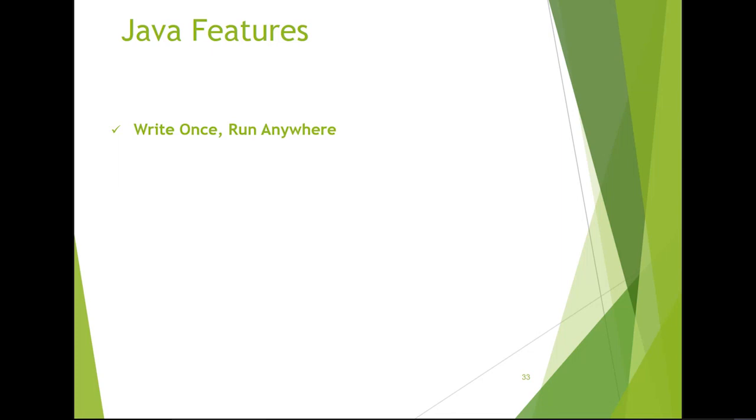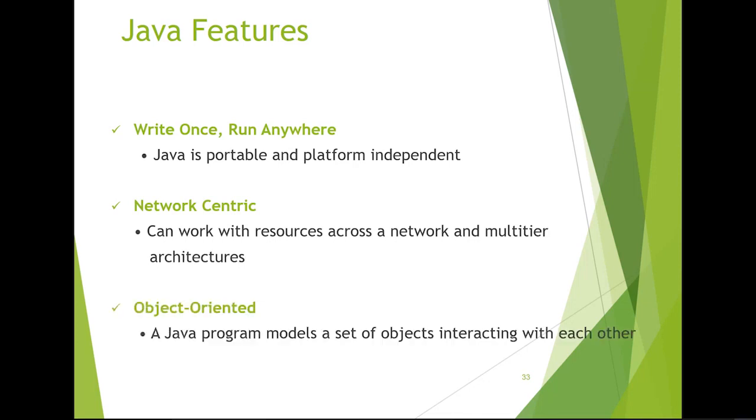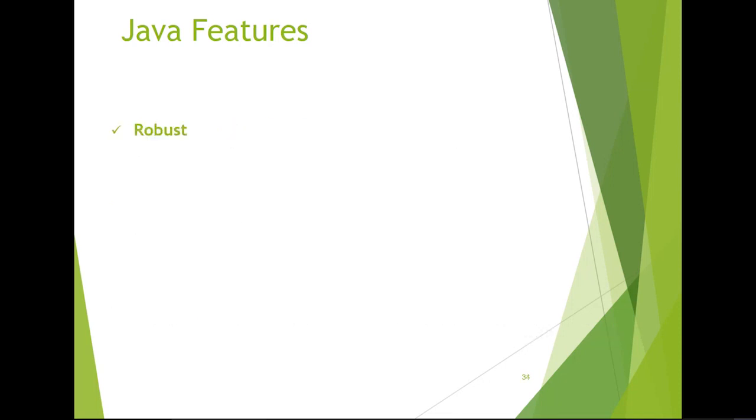So Java is portable and platform independent. It is also network-centric. It can work with resources across the network and multi-tier architectures, and then object-oriented. So Java program models are a set of objects interacting with each other. Yan. So those are the main features of Java na meron tayo. And then it is robust, with strong type checking and an exception handling mechanism. Okay.